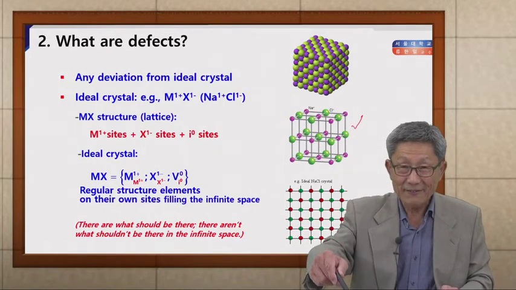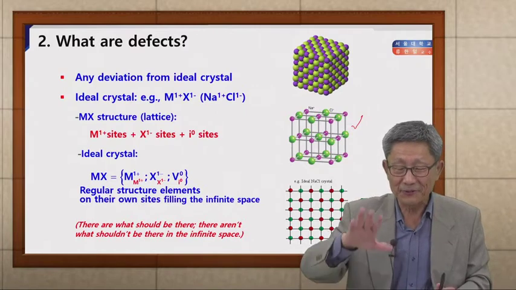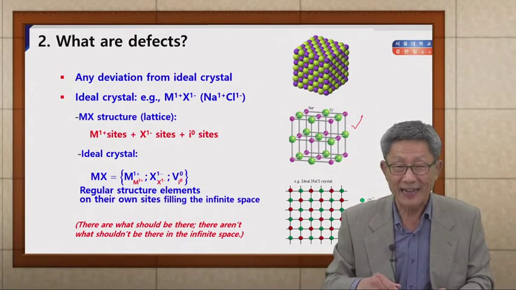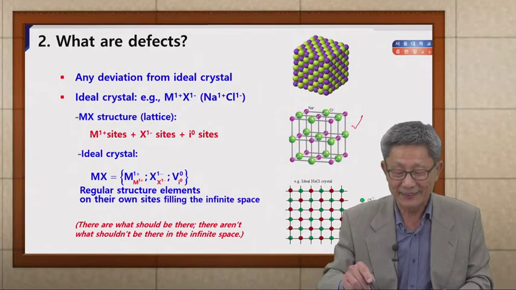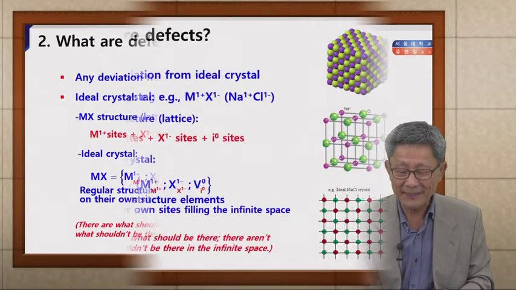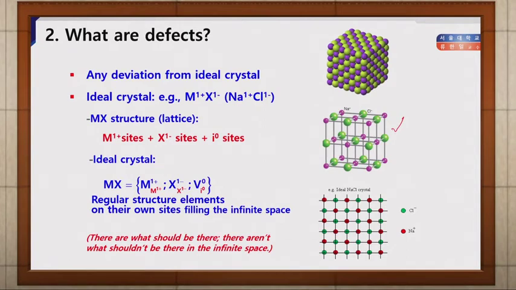Now let's project this structure down onto a plane to see more clearly how ions are distributed. Now you can see positive ion, negative ion, positive ion, negative ion. We can say that this sodium chloride structure consists of a monovalent cation site, a monovalent anion site, and a neutral interstitial site. So the MX structure actually consists of these three sites.